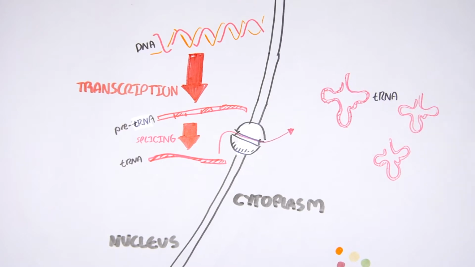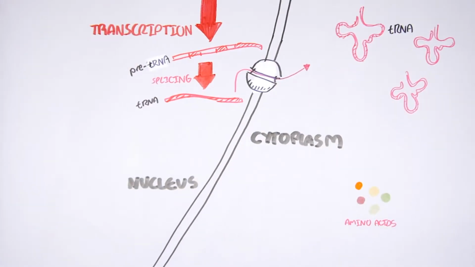So what do we do with these tRNAs? Or what do the tRNAs do? Well, remember that tRNA is made up of nucleotides, not amino acids. And what tRNA actually does is that every tRNA will attach to one amino acid. Remember, in the cytoplasm there are amino acids.